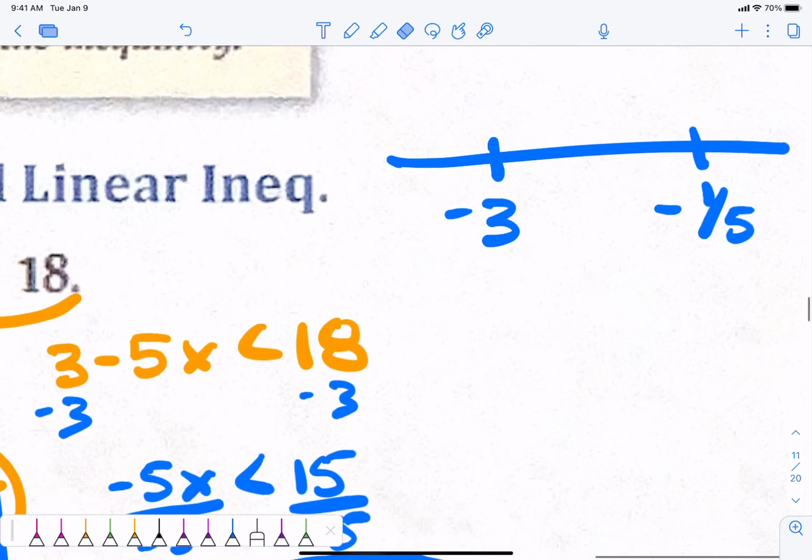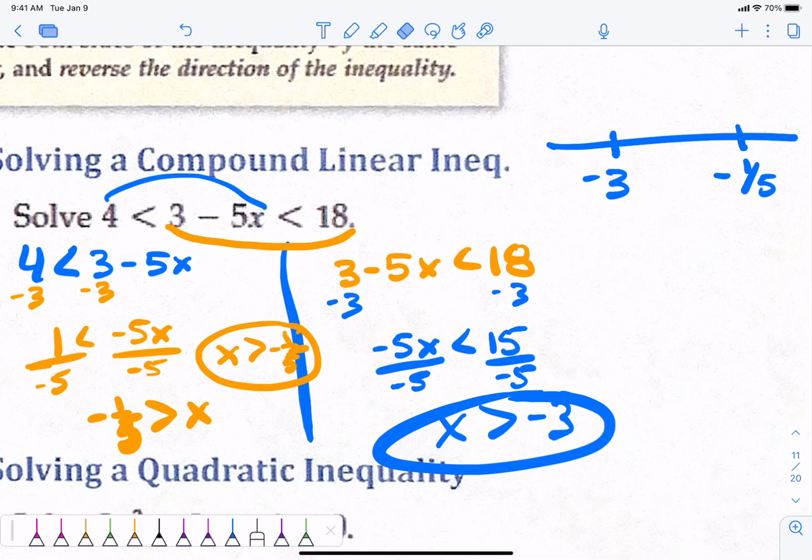Okay, so this one says x is greater than negative 3. So we have an open circle going this way. And x is greater, is that right? No, you should have that the other way. We already switched it. This one should be less than because I flipped it on accident. X is less than negative 1/5, right? Yes. And they're both open circles.